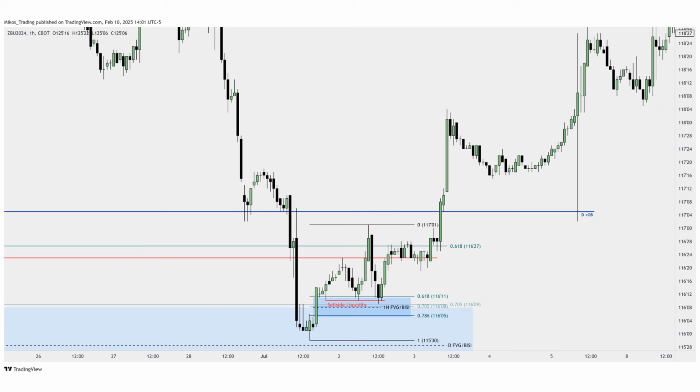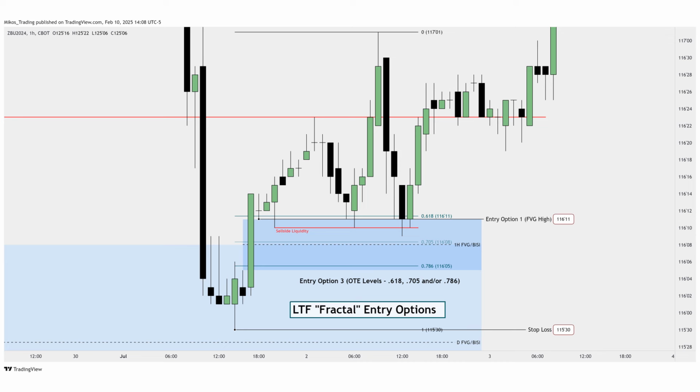And now we will look at the bond example from earlier in the video. Here we see another example of the lower time frame fractal entry option. The setup is based on the daily chart, but we refined it to the 1-hour chart to get an optimal entry point with a super tight stop loss. We will return to this example when we cover targeting.